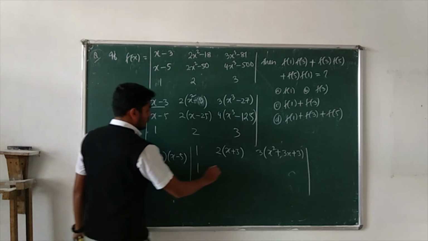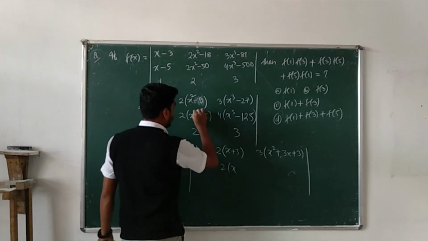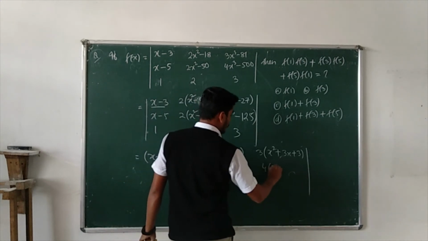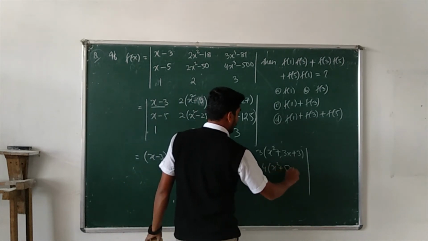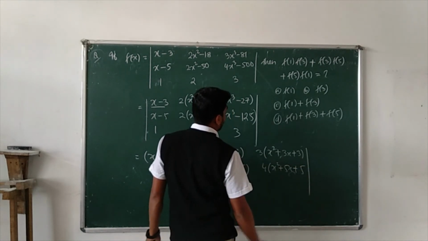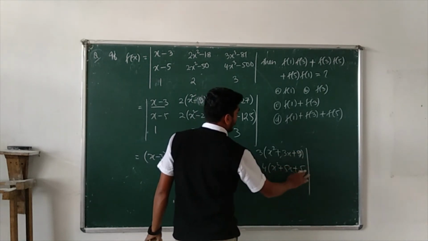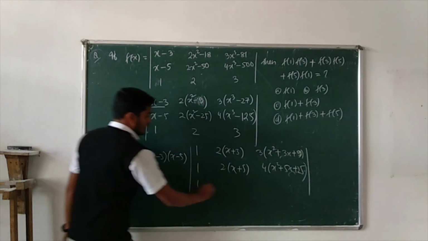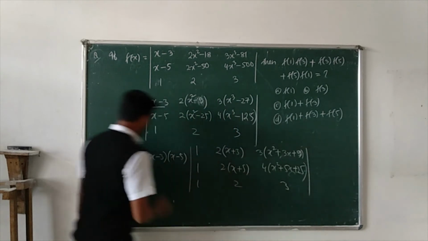Next one is 1, 2 into x plus 5, and it will be the same process: 4 into x squared plus 5x plus 5. It will be 9 and it will be 25. Okay, and it will be 1, 2, 3. This is nothing but f of x.